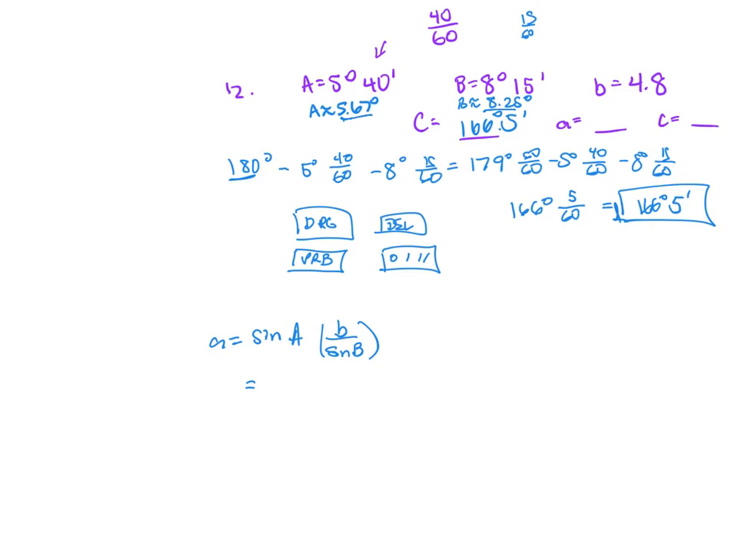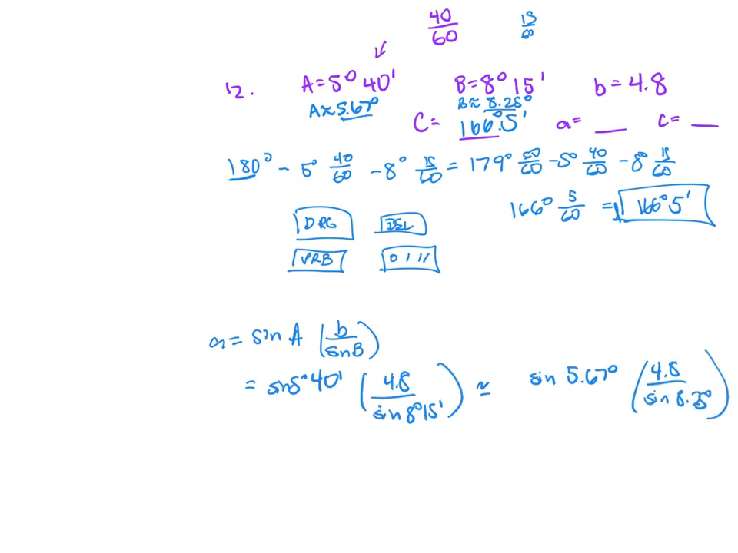But you could plug in sine of 5 degrees and 40 minutes, and then times 4.8 over sine of 8 degrees and 15 minutes. You could type it into your calculator, or you can just do it in decimals like I did. So it's up to you as to how you want to do it, but that is how you do these problems with the degrees and minutes as opposed to just in decimals. Okay, so I hope this helps you out.